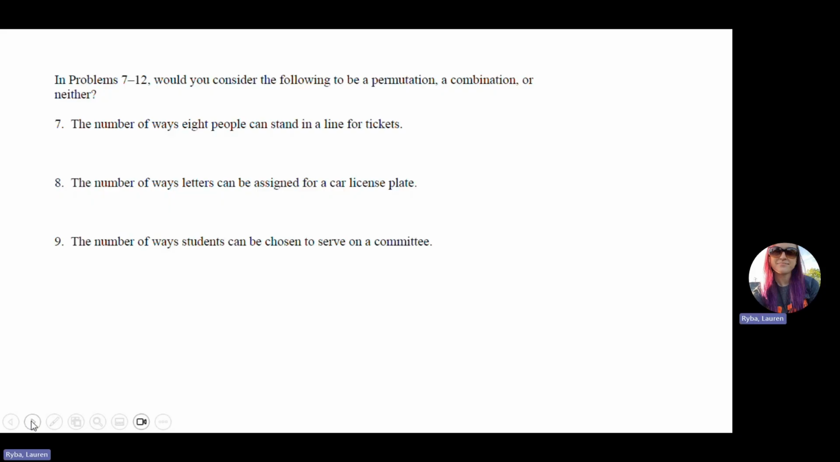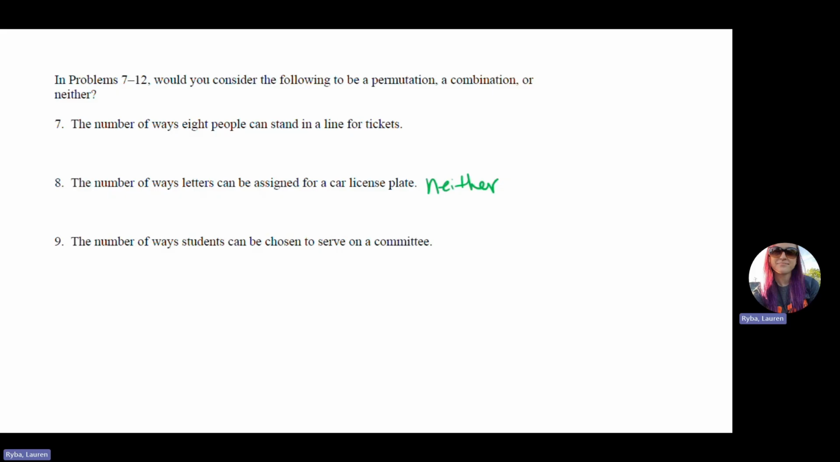Does one of these options allow for repetition? Which one allows for repetition? Which one can have a repeated term? Yes. In a license plate, I could repeat the letter A 3 times. That's okay. So this is my neither. In a situation where I can repeat something, it cannot be a permutation and it cannot be a combination, because that is not the case of the definitions.